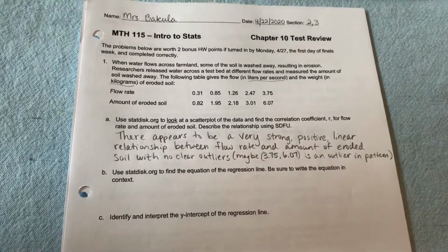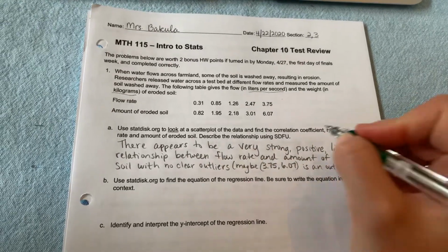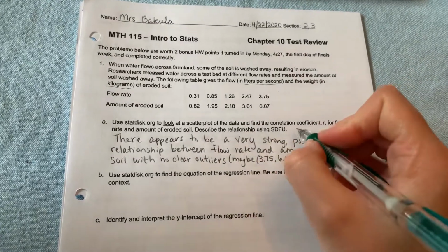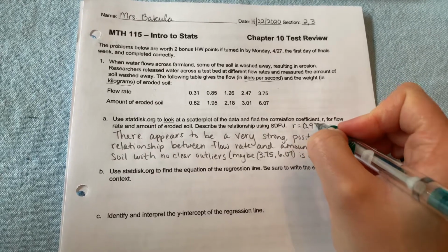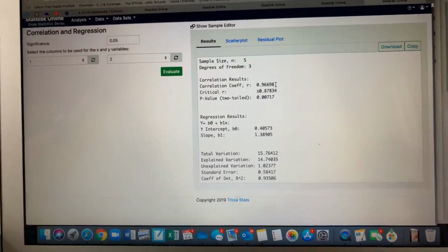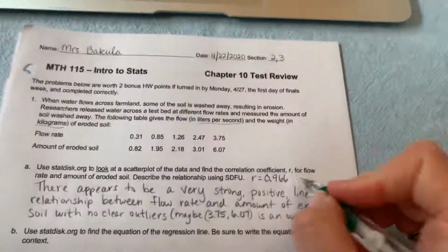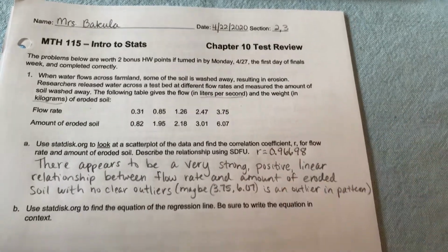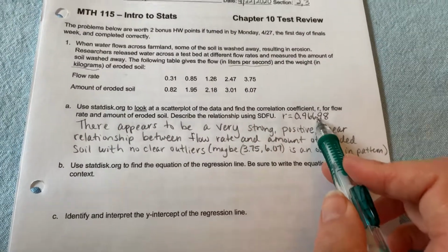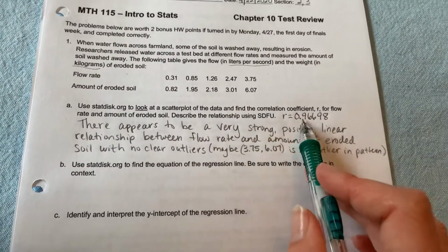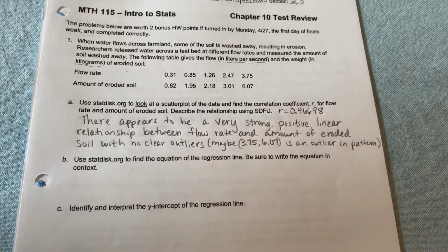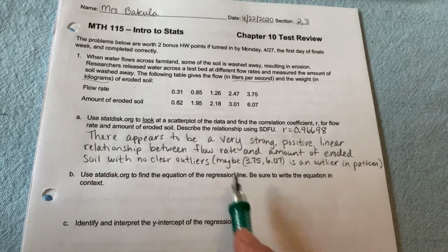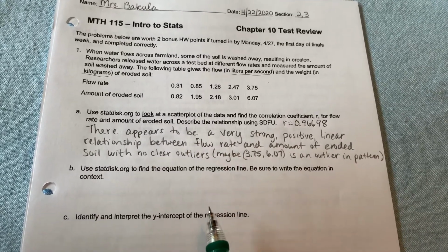Okay. Since I was supposed to find R, I better write down what R is. R is 0.966, what was it? 0.96698. Okay, since that R is so close to 1, we know that it's very strong. R is also positive, so we know it's positive, and by looking at the scatter plot, we can tell that it has a linear relationship. Okay, make sure again you also put the context in there.